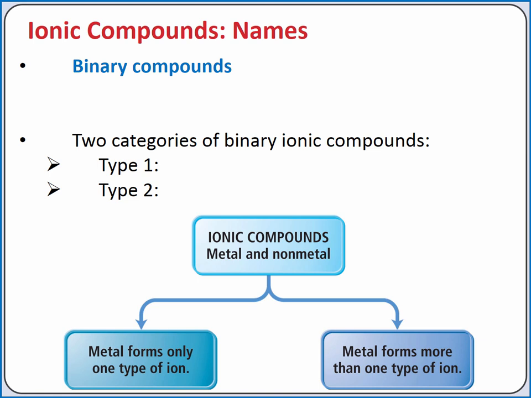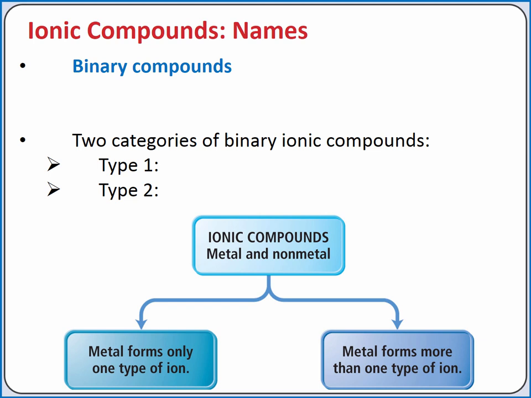Binary compounds contain only two different elements. Binary ionic compounds will be composed of a metal and a nonmetal. We can name these binary ionic compounds systematically. There are two naming schemes, depending on the type of metal.